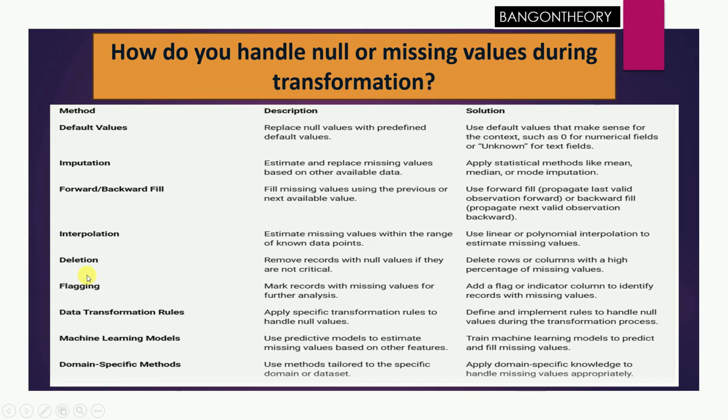Deletion: we can just delete the records with null values if they are not critical. Flagging: add a flag or indicator column to identify records with missing values for further analysis. Data transformation: we can add different transformation rules to handle null values during the transformation. We can implement different ML models and domain specific methods. So these are the different methods which we can apply to handle null or missing values.